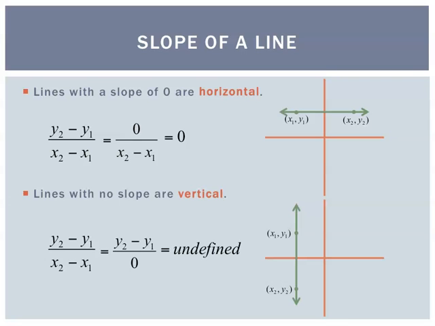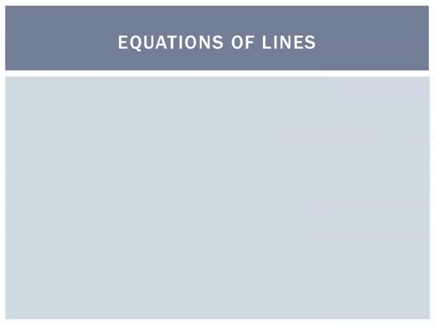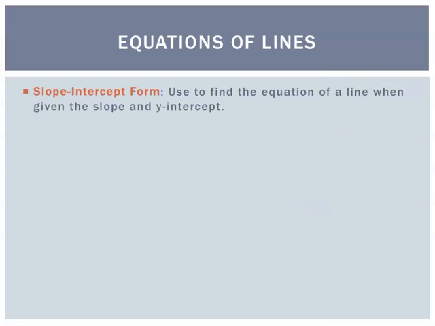Now, when we talk about equations of lines, this involves slope, and a lot of the times when we work from an equation of a line to graphing a line, we'll want to know what the slope of a line is. But there are different forms of the equation of a line. First is the one you're probably most familiar with, slope-intercept form. This is the one that we use to find the equation of a line when you're given the slope and y-intercept. This is y equals mx plus b.